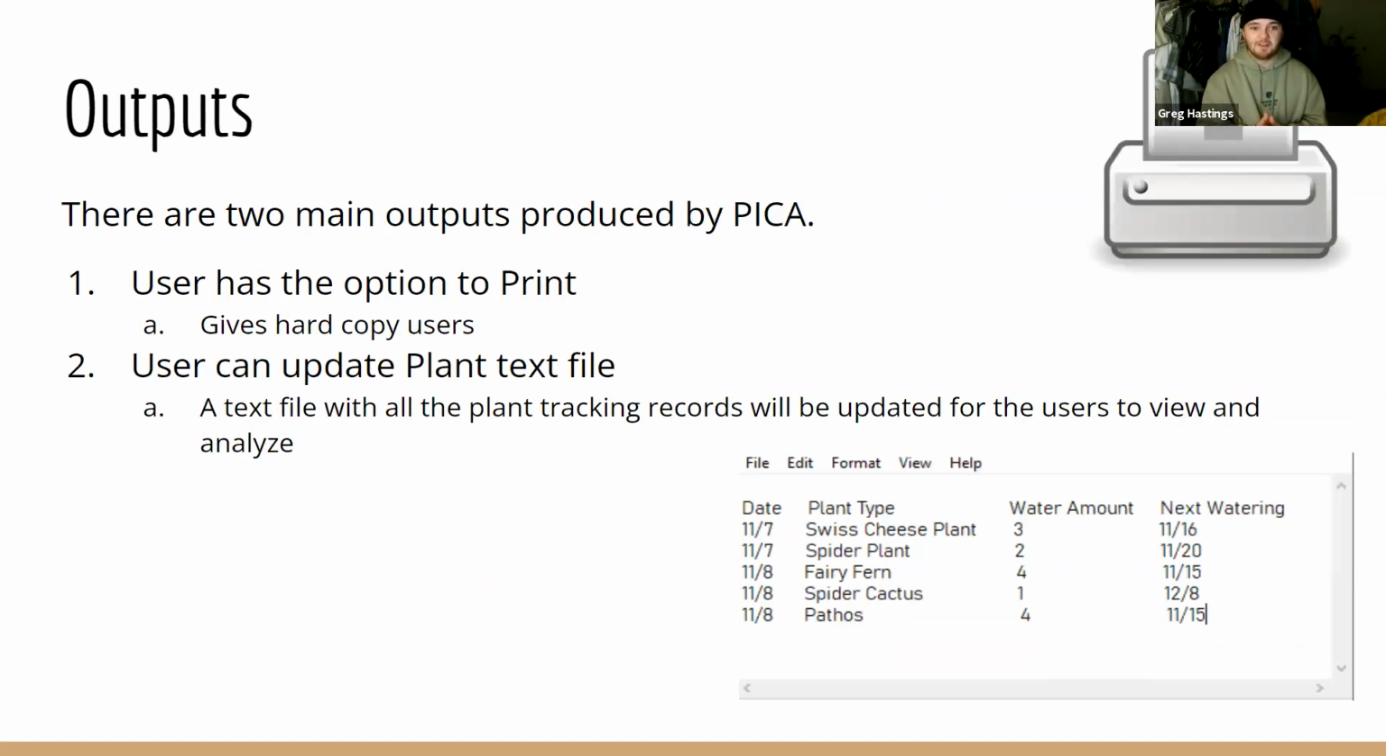In terms of outputs, there are 2 main outputs that are produced by the application. The first output is users have the option to print a hard copy of the plant information as well as their plant tracking records, which is a really neat feature and unique to this project. The second output is users are able to update a plant text file. So similar to the one in the bottom right, a text file with all sorts of plant tracking records will be able to be updated and viewed for further analysis in real time.